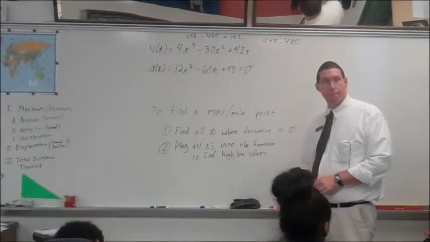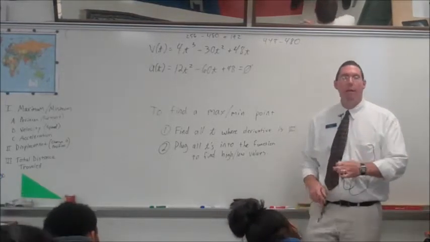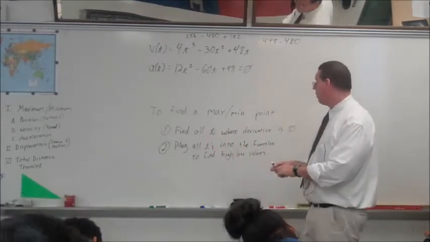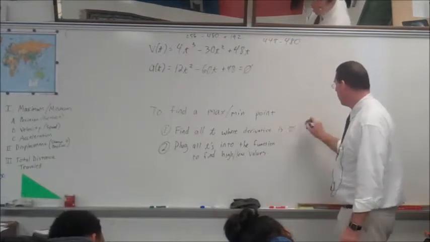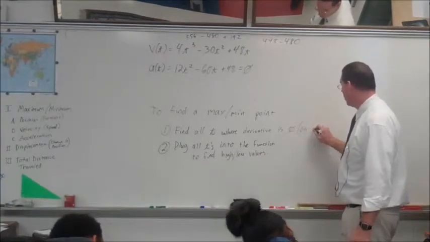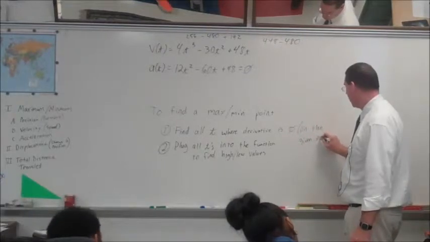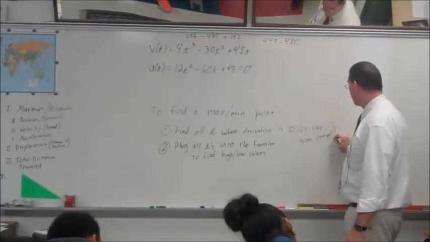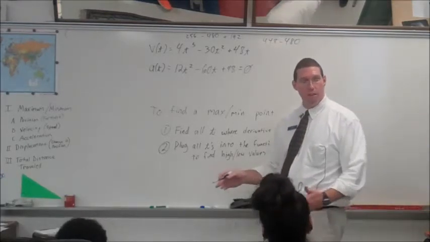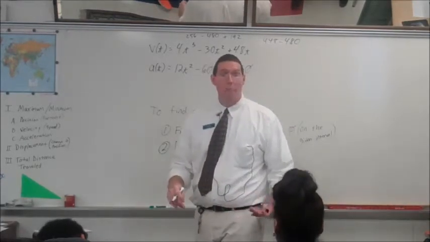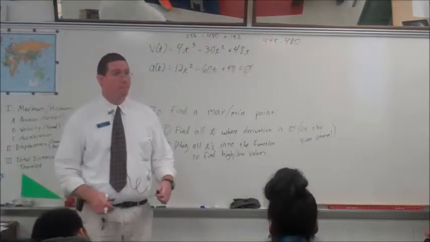So it has to be on an interval then, right? Yes. Very good. Here's the other thing. You want to find all t's where the derivative is 0 on the given interval. Because if we told you the interval is from 0 to 12, and one of your t's is -2, well, that one doesn't count.